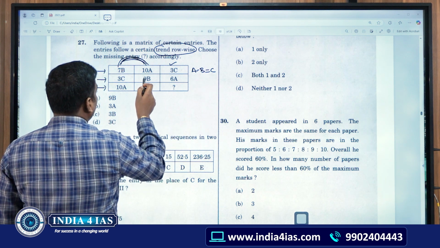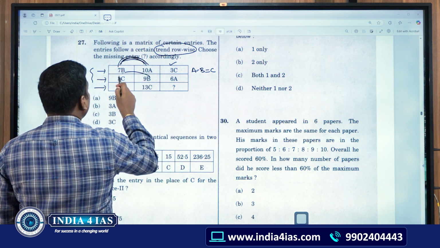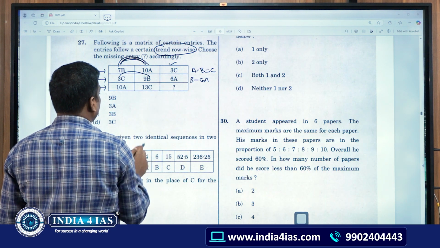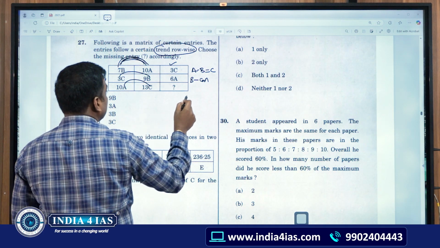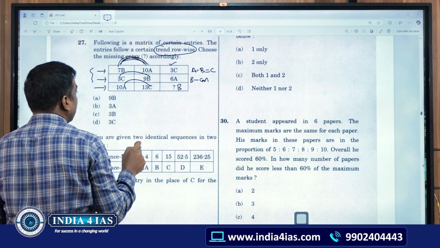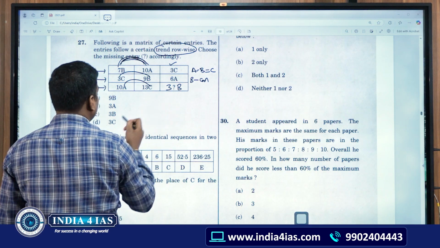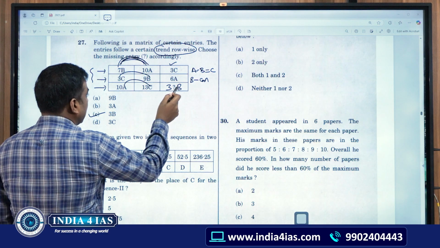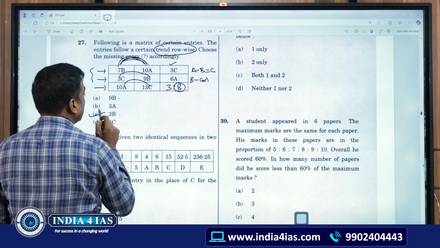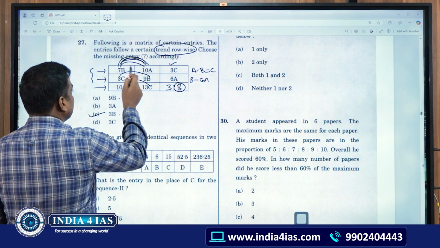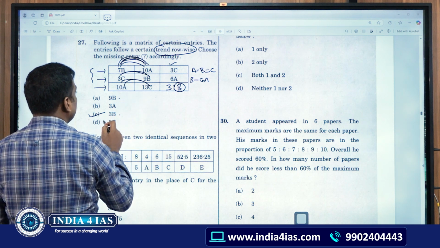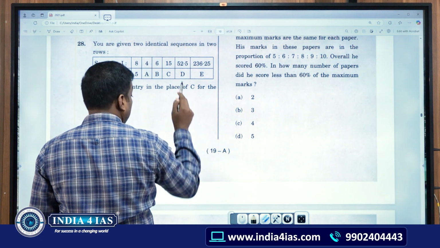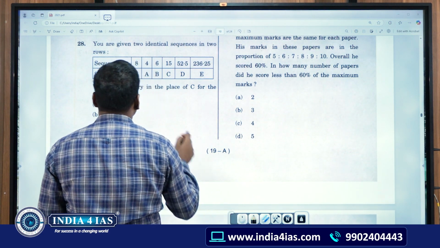Here, now, B minus C is equal to A. So that is 9 minus 3, which is equal to 6. Now C minus A should be B. Then 13 minus 10 should be 3. So 3B should be the answer. So here BAC, CBA, now AC is done, B is there. So you can zero in on these two and look at the pattern. 10 minus 7, 9 minus 3, 13 minus 10. So 13 minus 10 is 3. A simple problem.